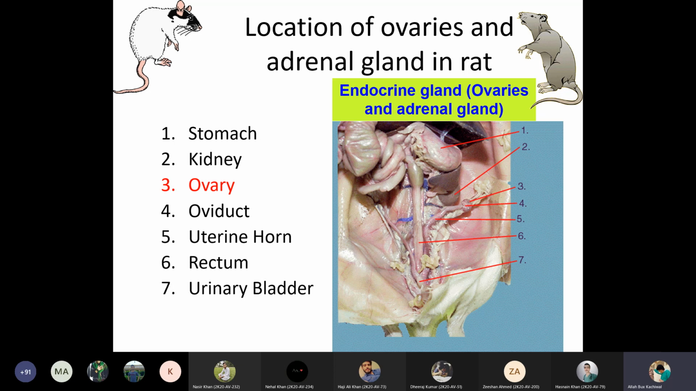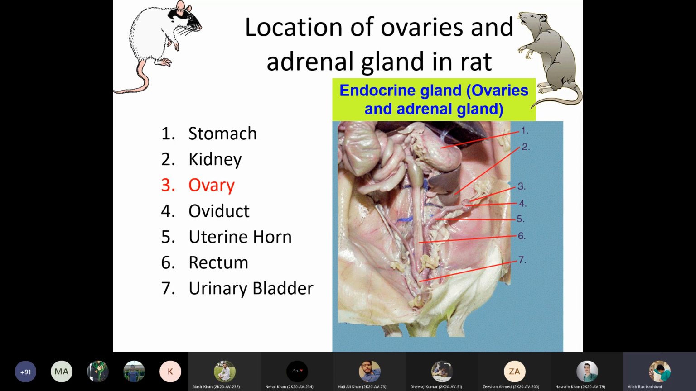So when you will open the abdomen of the rat, you will see the liver, spleen, as well as stomach, intestines. If it's a female, then you will see that ovaries, oviduct, uterine horn, as well as uterine body, cervix, vagina, and vulva. In the digestive system, you will see that stomach, the small intestine, large intestine, and then the anus.